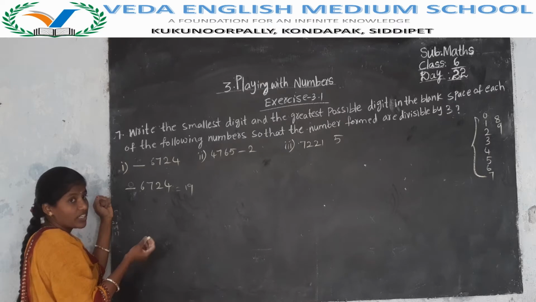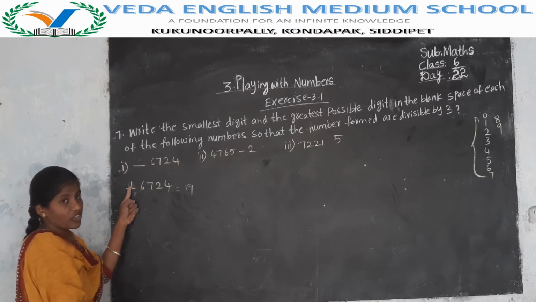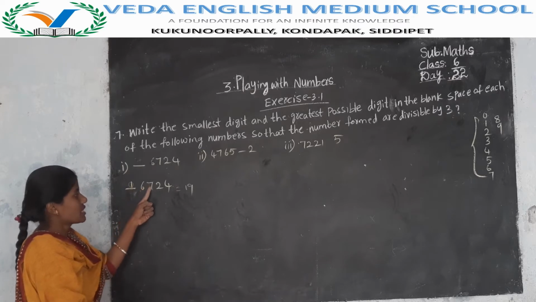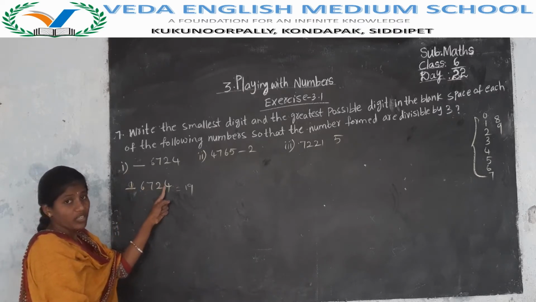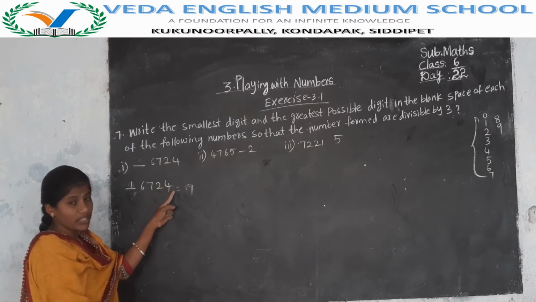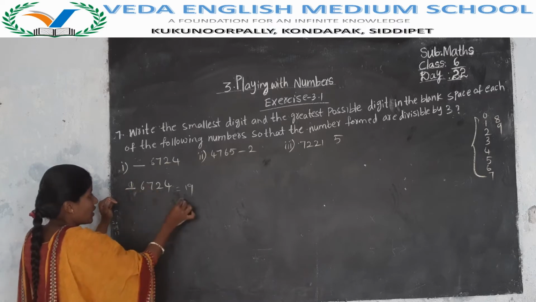After 0, what do you have to write? Check with 1. If you write 1 here, then 1 plus 6 is 7, 7 plus 7 is 14, 14 plus 2 is 16, 16 plus 4 is 20. Is 20 divisible by 3? No, not divisible by 3. So 1 also is not possible.